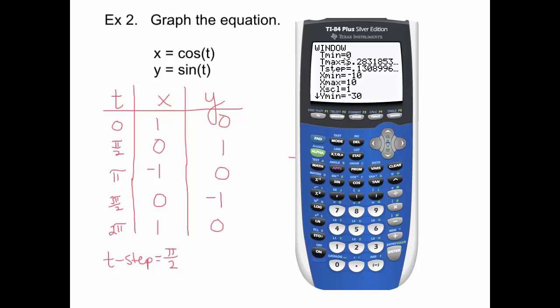So our t-min should be 0. Our t-max should be 2 pi, right? That's the 6.28. And then our t-step, we set it to be pi over 2. So I'm going to actually type in pi divided by 2. We're good to go. So now for the actual part of the window, the x and y axis, we don't need to be from -10 to 10. That's a little big. Let's do -2 to 2 on each of those axes.